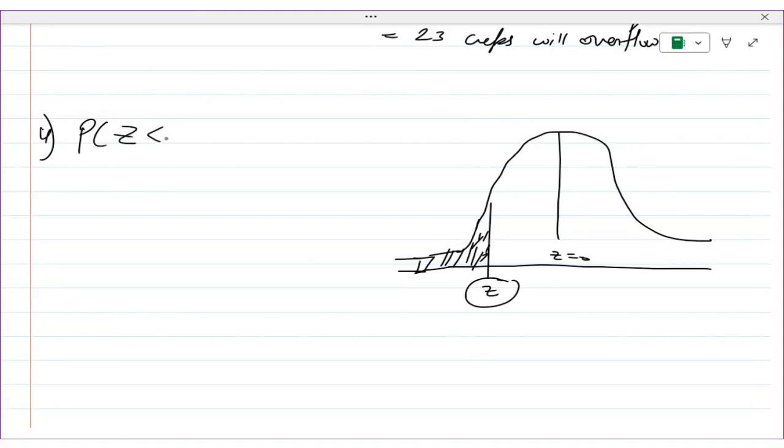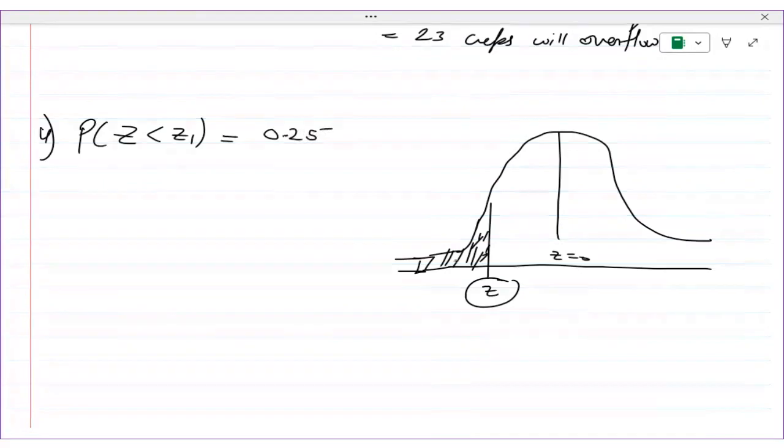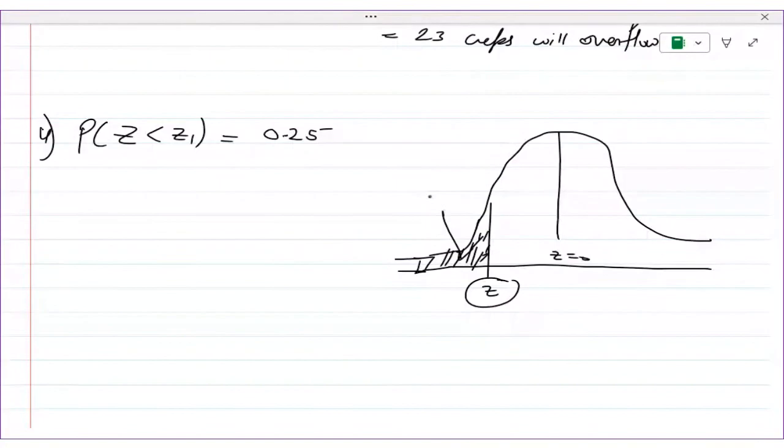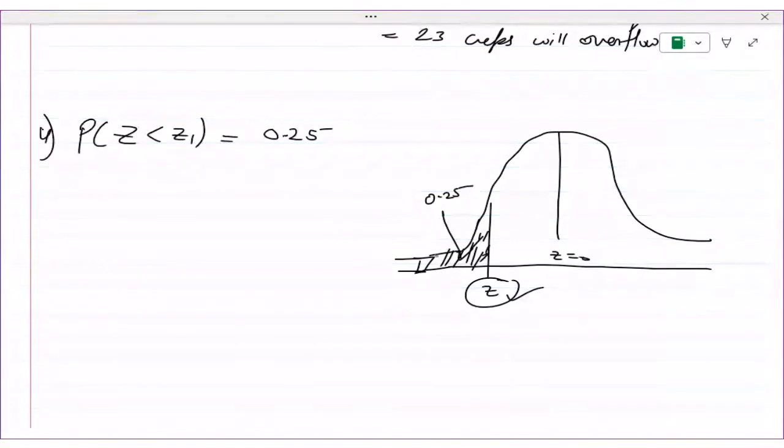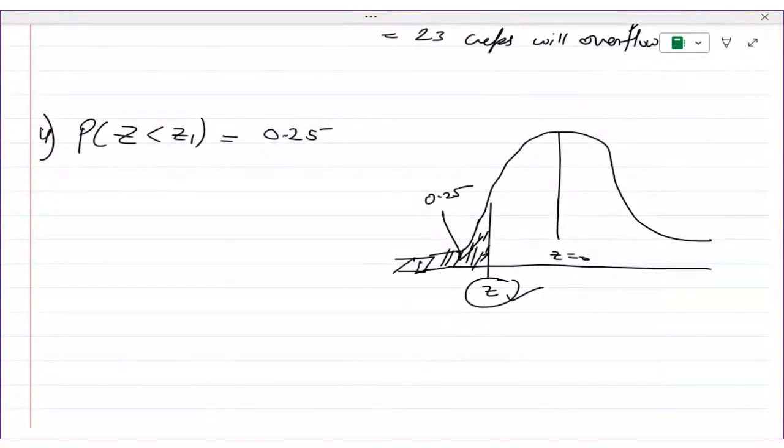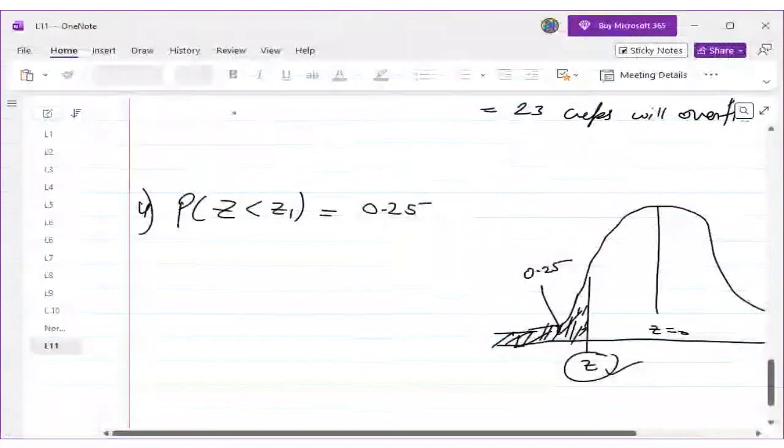So first we'll find the value of z, so z less than z1. This is 25%. 25% means 0.25. So we will find for which value of z this area is 0.25. Is this clear? First we'll find in terms of z for which value we have the lowest 25% of the area, or lowest 25% probability. Let us do it from this table.